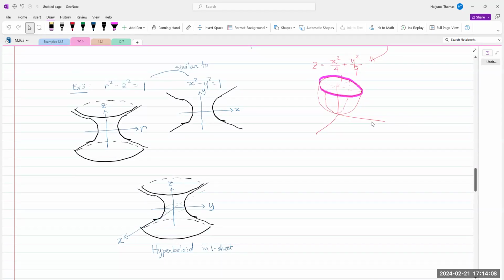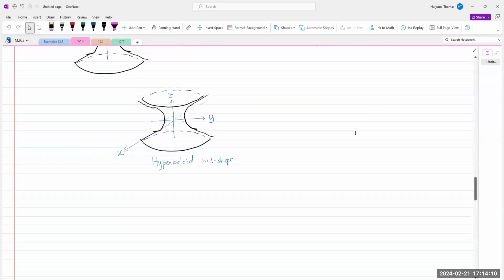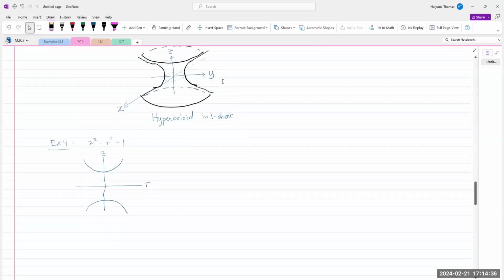How about the other sheet type as well? We may have hyperboloid of two sheets. Example 4, if we have z squared minus r squared equals to 1, and it looks like this. Okay, this is our r, this is our z, and then let me make it in black, and then we spin that around the z-axis.